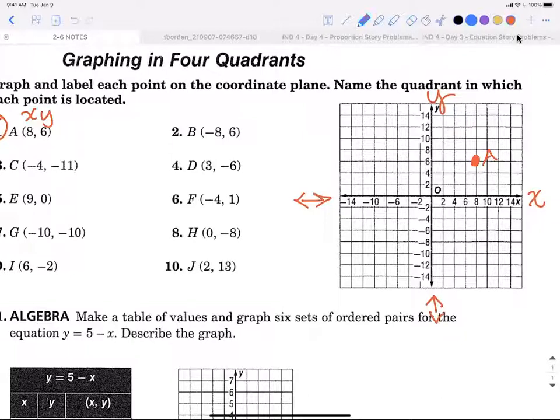Now, if we look at this one, we're going to graph point B. Well, point B, the X value is -8 and the Y value is a positive 6. So we're going to go -8, which is backwards 8. And then when we hit the 8, now notice the 8 isn't really written on the graph, right?